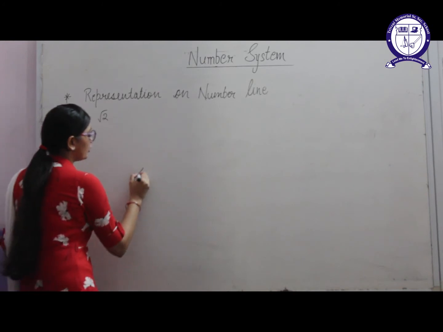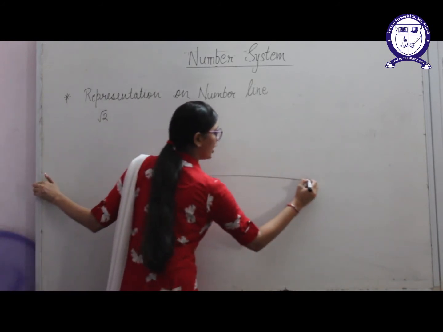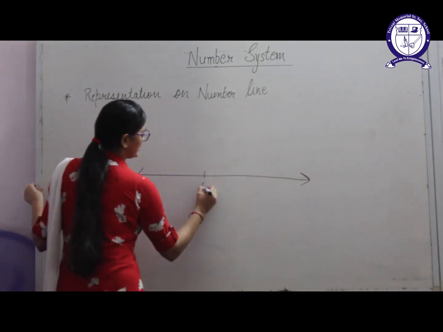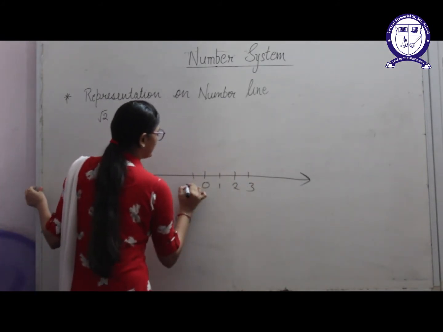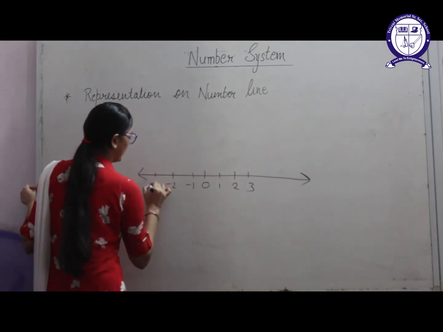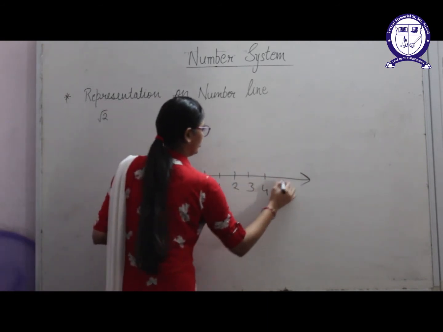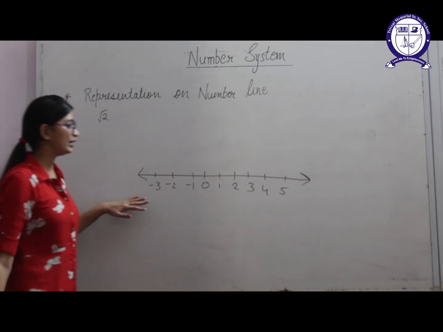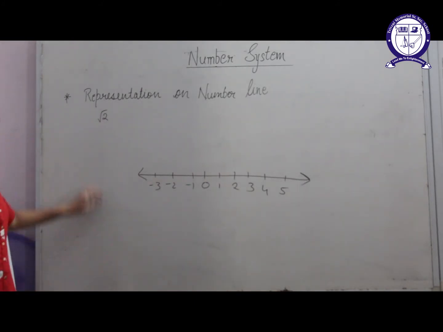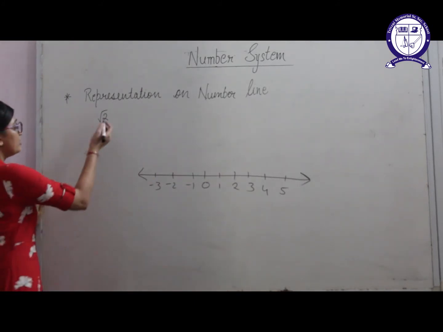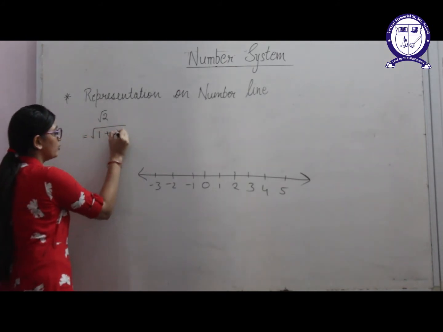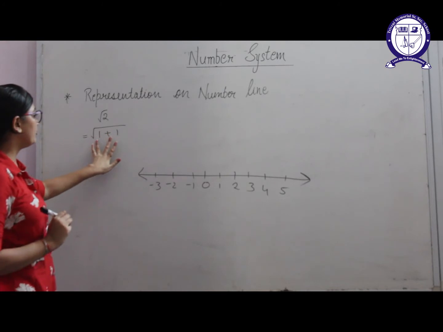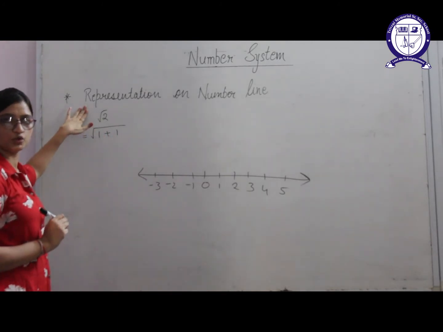So what we are going to do is draw a number line: 0, 1, 2, 3, and -1, -2, -3. Okay, we have a number line like this. Root 2. We can write root 2 as under root 1 plus 1. Right? It will be 1 plus 1, 2, and we will get root 2.